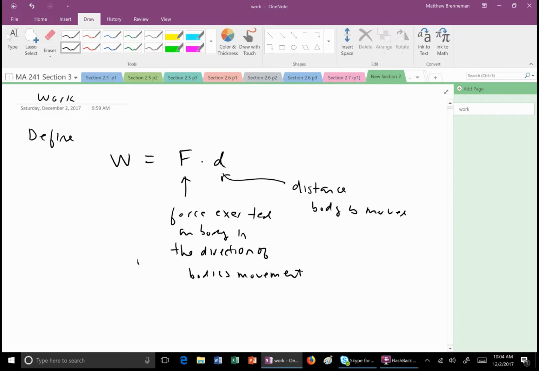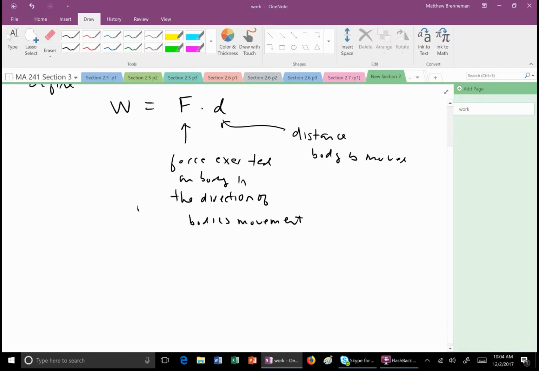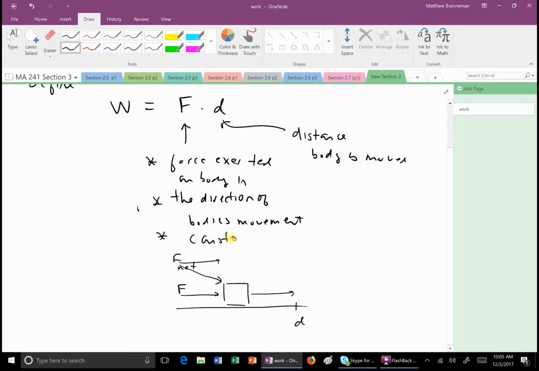In other words, it's the component of force along the direction of motion. And so all of you, I'm sure, are used to this sort of figure, where you have some sort of net force. This body moves a certain distance d in this direction. This is the total force, and of course the relevant force here is the component of force in the direction of the body. So that's what we're saying. Good. And one last thing, we have to be careful. This is when the force is constant. So it's the force exerted on the body in the direction of the body's movement, and the force is constant.